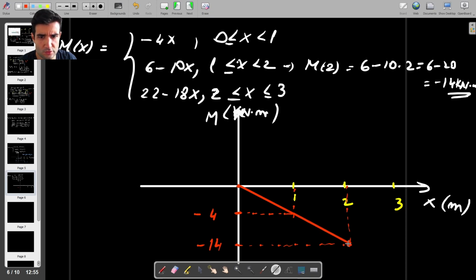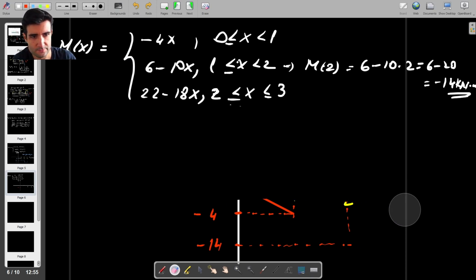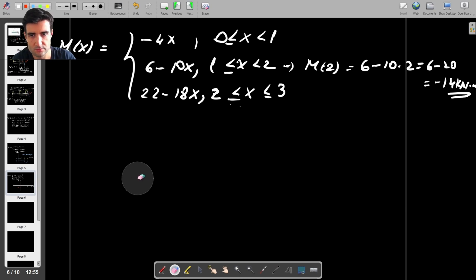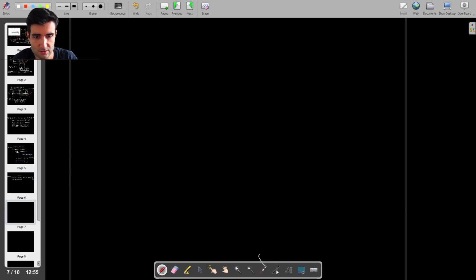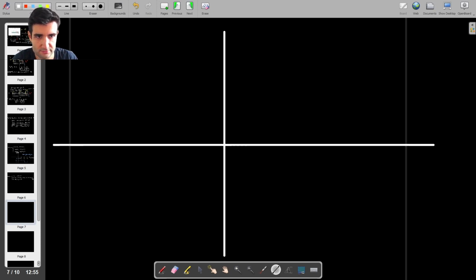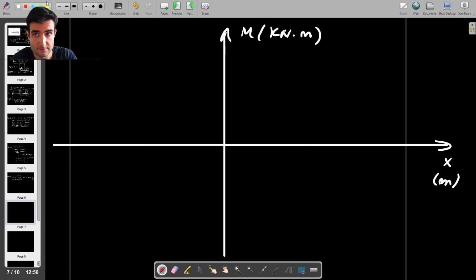The slope shouldn't really be the same. The slope should be steeper. So actually, you know what? I'll redraw this on a different page to have more space to do stuff. So let's try this again. So we have this graph, and I should have done the same thing with the shear force, but I'll leave that as it is for now. So that's X measured in meters. That's the bending moment measured in kilonewton meters. Then we have 1, 2, and 3.